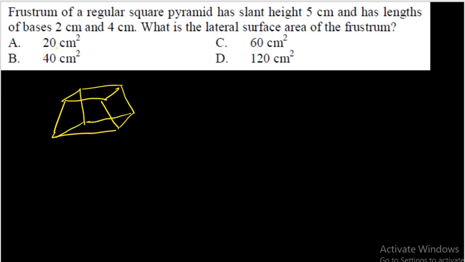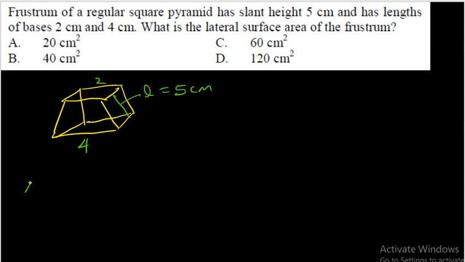So it says the frustum of a regular square pyramid has slant height 5. The slant height means the height which will be drawn from here to here. This is the slant height given to us, 5 centimeters, and it has lengths of the base 2 centimeters and 4 centimeters. The base, since it's square, the lower base is bigger, so it's 4 each, and the upper base each side will be 2. So what is the lateral surface area?